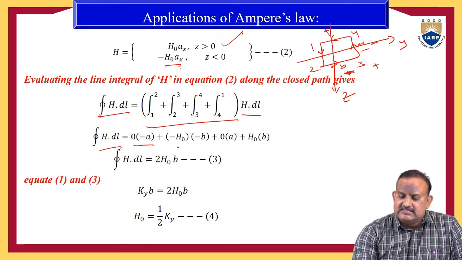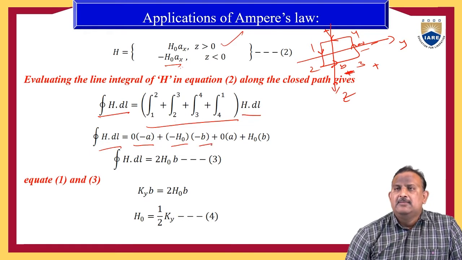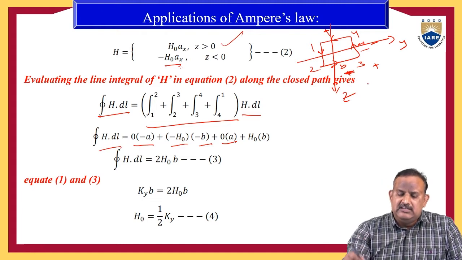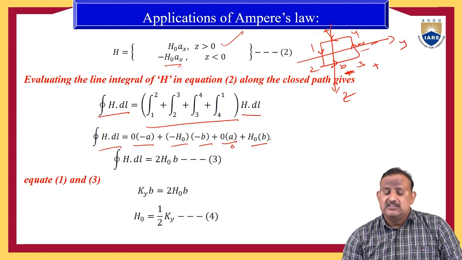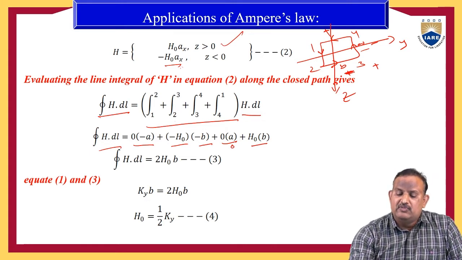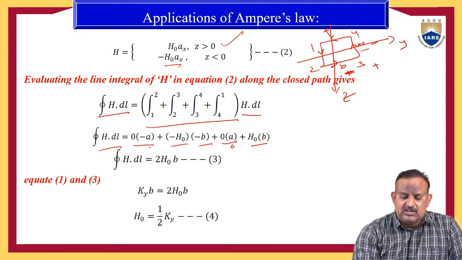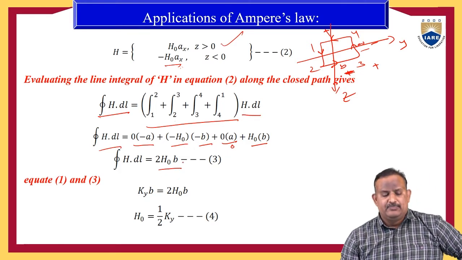Therefore, it is minus H naught into minus b, because I assumed it is a negative axis. So it is minus H naught into minus b, plus along 3 to 4, because 3 to 4 is along the z direction, it is also 0, plus H naught into b. Because 4 to 1 is positive, you assume it is H naught into b directly. These two terms are 0. Therefore, we have H naught b plus H naught b. The total value is 2 H naught b.